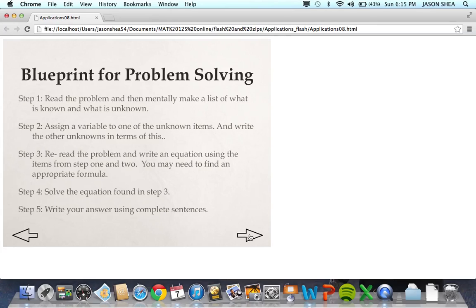Step 4. Solve the equation found in step 3. I think this should be an easy step by this point. We've spent a lot of time learning how to solve algebraic equations now, so this is all the old stuff just being put to use. Step 5. Write your answer using a complete sentence. This is an important step because word problems should be answered in complete sentences, and it also shows that you understand the problem.